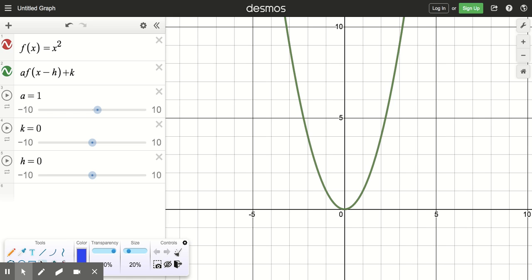All right, this video is about what happens to a function when you change the parameters. So we've seen this with all kinds of different functions. So here's an example of what happens to a parabola.